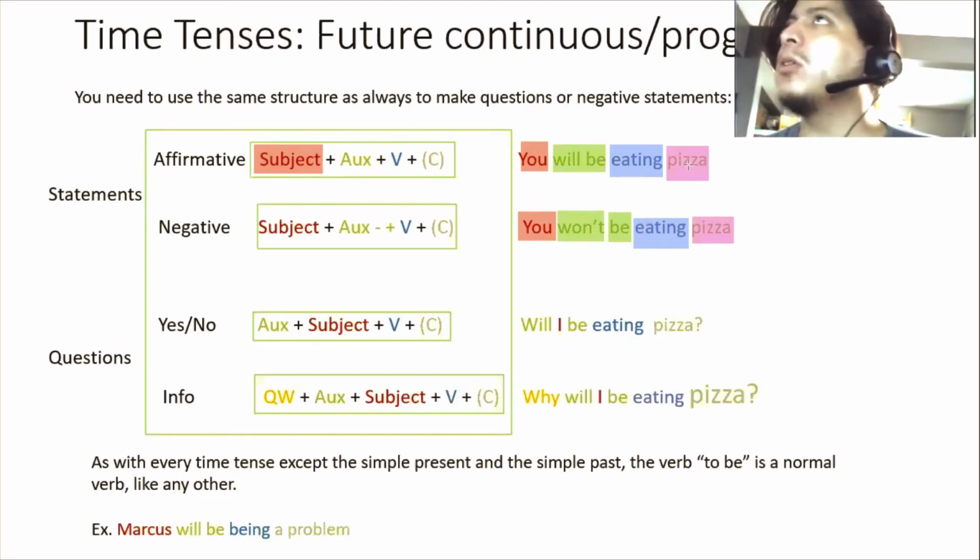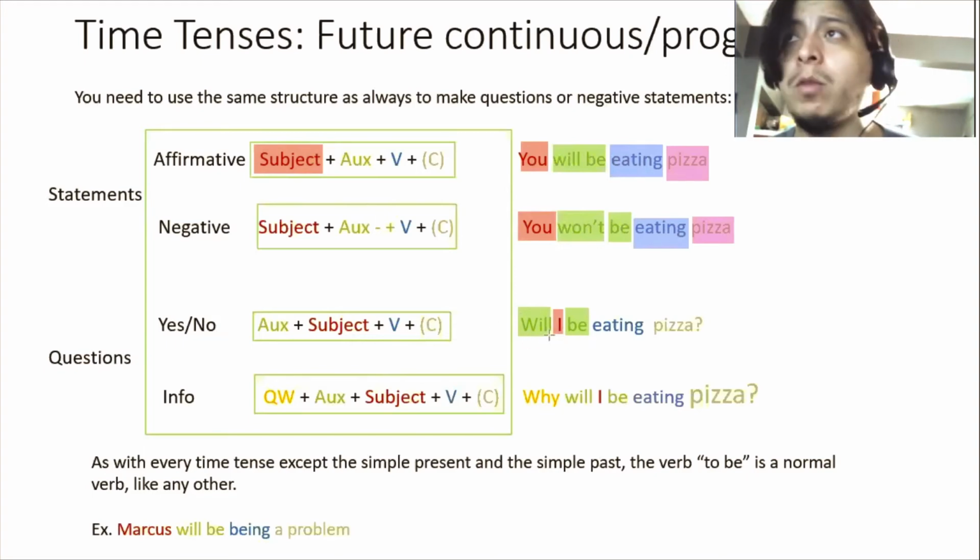What happens when you have a question? When you have a question, the auxiliary goes first and the subject goes next. The problem is, in this case, you have two words doing the auxiliary. Normally, the auxiliary switches positions with the subject. In this case, only the first part of the auxiliary switches positions with the subject. You don't say will be I, you say will I be, okay?